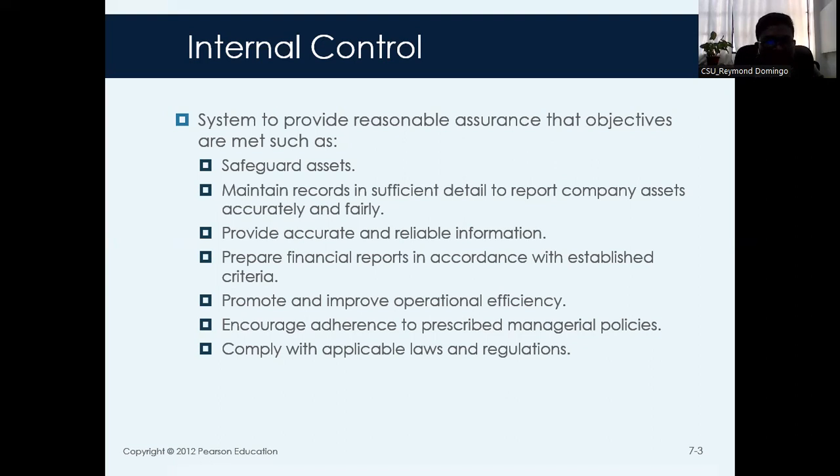Okay, so once again, we are about to discuss internal control, and this is part two, as it is our continuation of our topic last meeting. So let us refresh our minds on what internal control is. Internal control is for the purpose of safeguarding our assets and improving the efficiency and effectiveness of our daily operations.